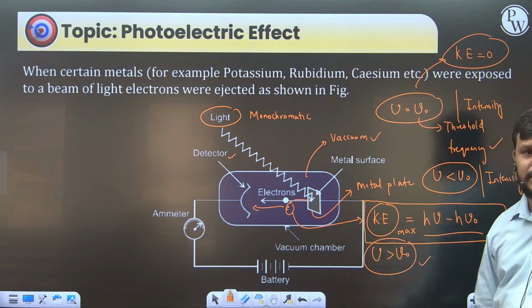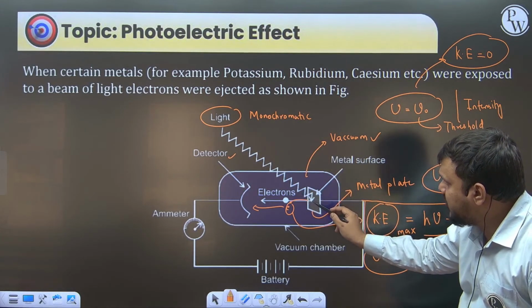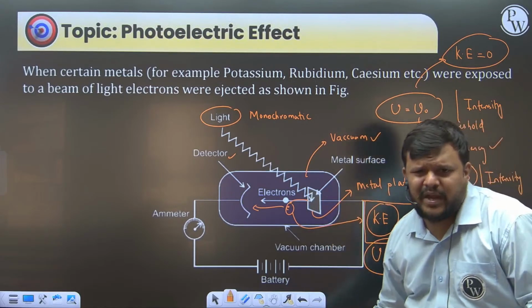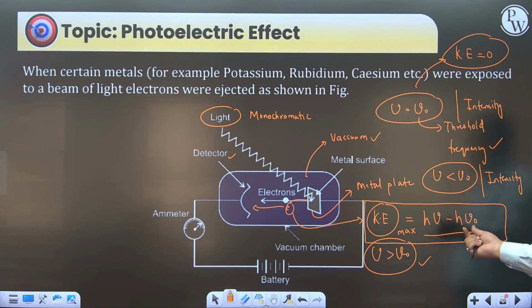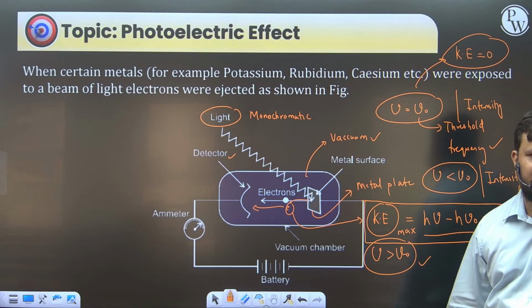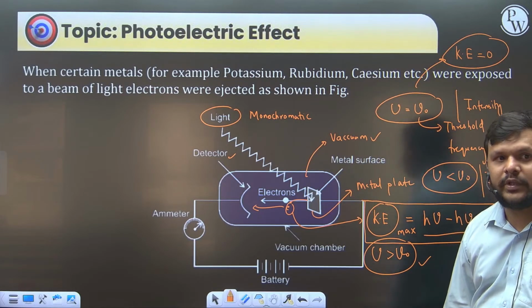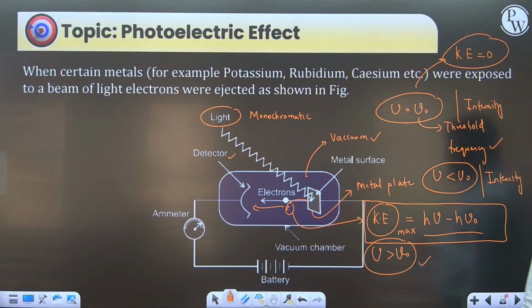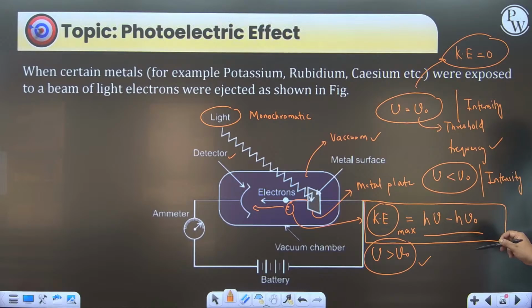Why kinetic energy maximum? Because, beta, if this photon was incident on this metal plate, some loss of energy might be there because of collisions. So we cannot definitely say that the difference will be equal to the kinetic energy. There will be some loss of energy over here. That's why, because of the collisions, we say kinetic energy maximum is equal to h nu minus h nu naught. That's why the formula is kinetic energy maximum equals h nu minus h nu naught.